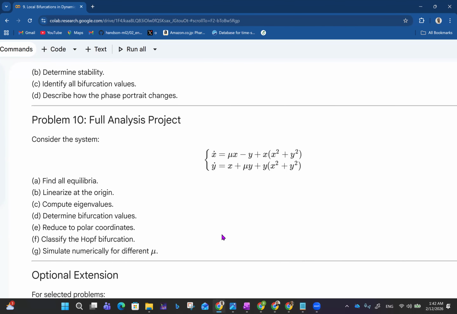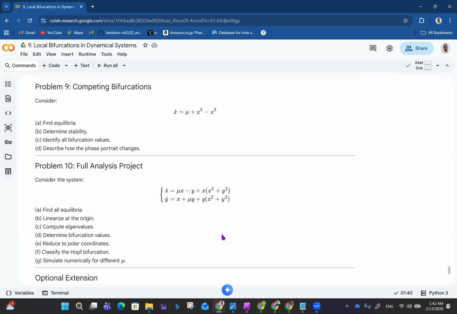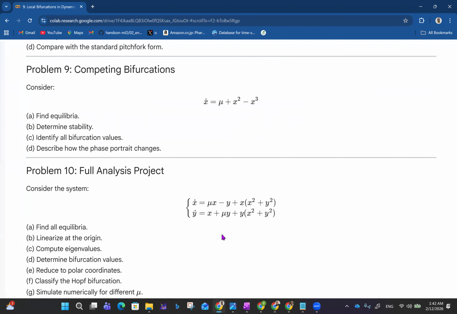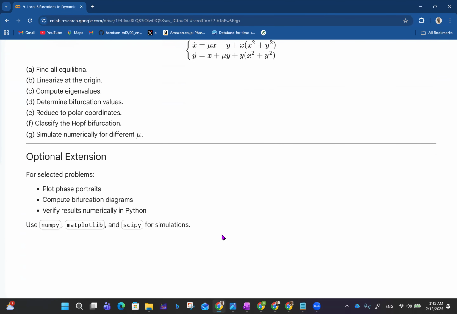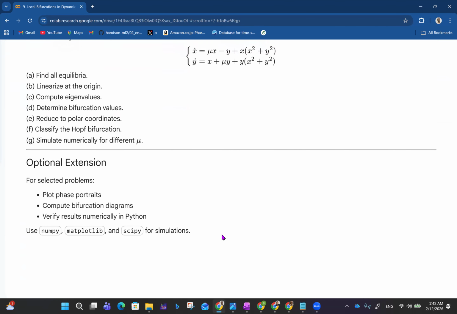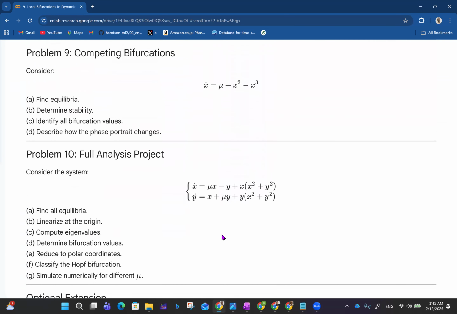So try your hands on these things and see how well you can handle them. And you can have possible extensions like this. For selected problems, you can plot phase portraits, compute bifurcation diagrams, verify results numerically in Python using NumPy, Matplotlib, SciPy for simulations. You can follow some of the codes I've shown already even.